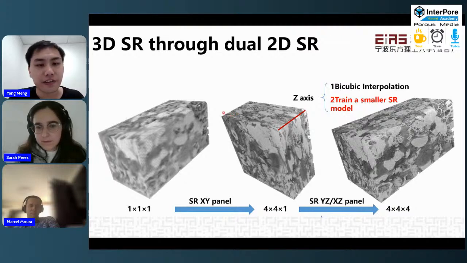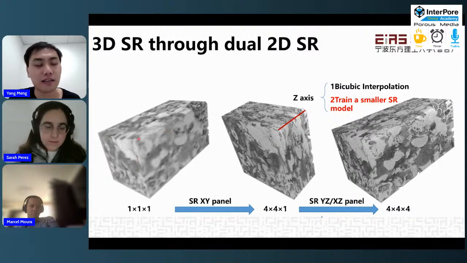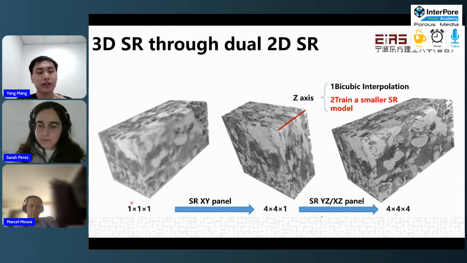So after the operation we mentioned previously, on the left we have the lower resolution volumes, and after training this model and feeding the volumes into the neural network, we can generate the image like in the middle part. In the middle part the z-axis is actually zipped, because we just train on the XY panel and the z-axis is only 1, so the z-axis will not change.